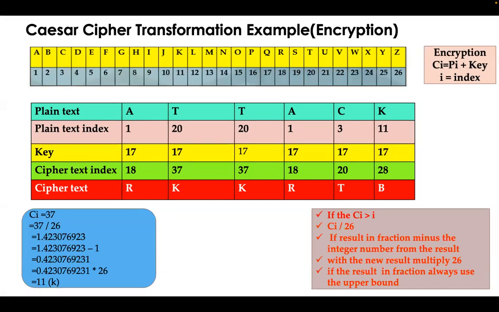37 as our ciphertext index. So there is no index such as 37. So first we have our ciphertext index 37, which is greater than our index number. So we divide it by 26. After dividing, we get a fractional number, which is 1.423076923. Now we have to minus the integer value, which is 1. So after minus this 1, we will get a number which is 0.42307692331.